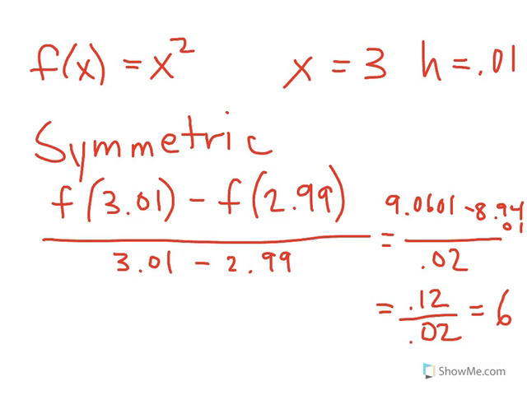So not terribly surprising that my symmetric difference quotient is probably going to be somewhere in between my forward difference quotient and my backward difference quotient, all three of which are good approximations for the value of the derivative for x squared at x equals 3.